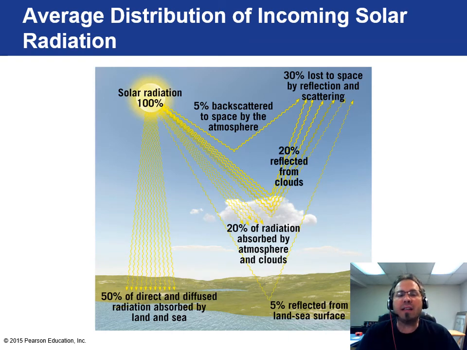So you can see in this image here, we have 100% radiation coming in. When it comes down, 50% of it is absorbed or diffused by land and water. Now, granted, 71% of the Earth is ocean, so that includes the ocean. You have 20% reflected from clouds. You have 20% absorbed by clouds. About 30% is reflected back into space.